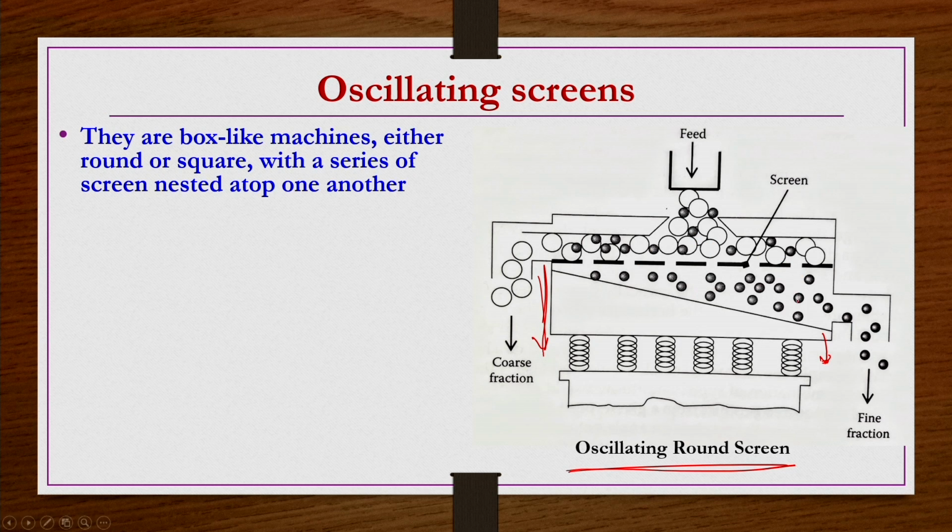It passes through the screens because of the vibration that is caused by the difference in the weight at the two ends of the motor shaft. Okay, so that is the basic principle.